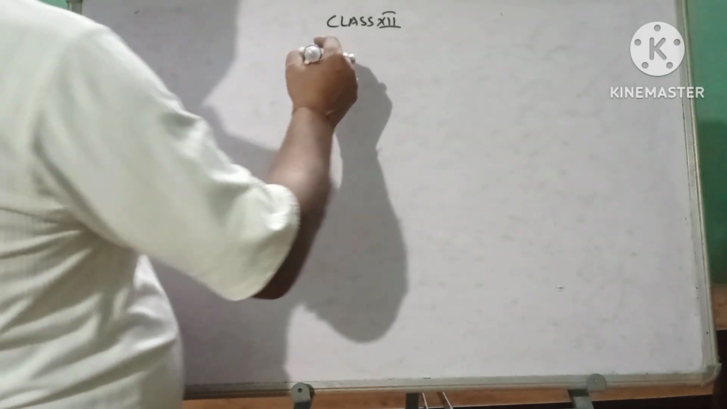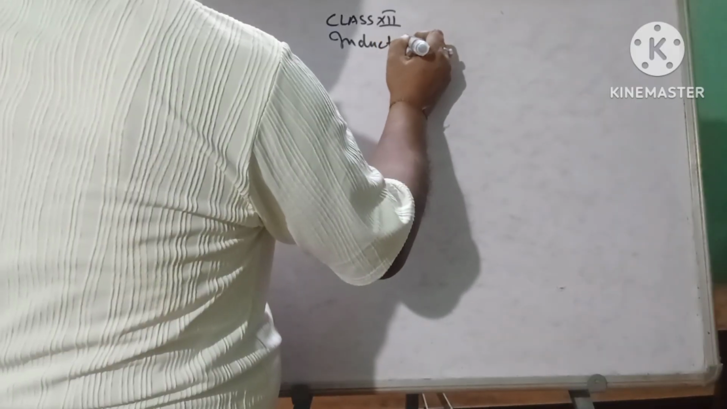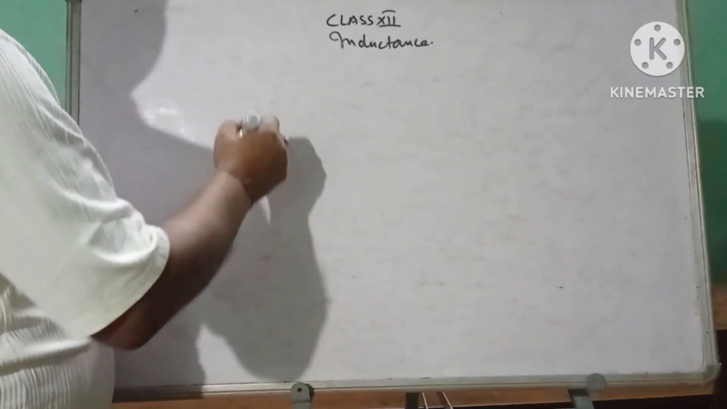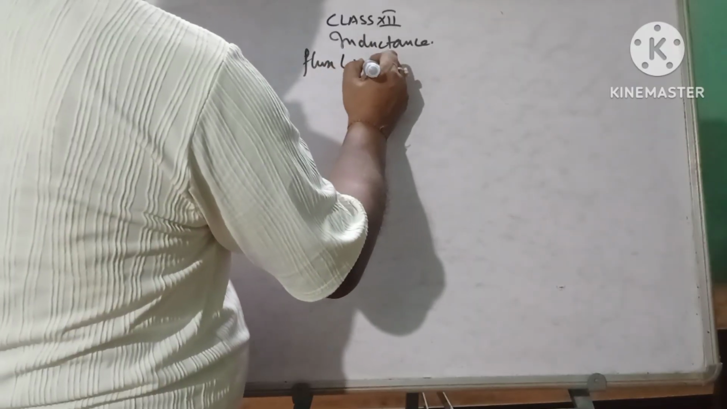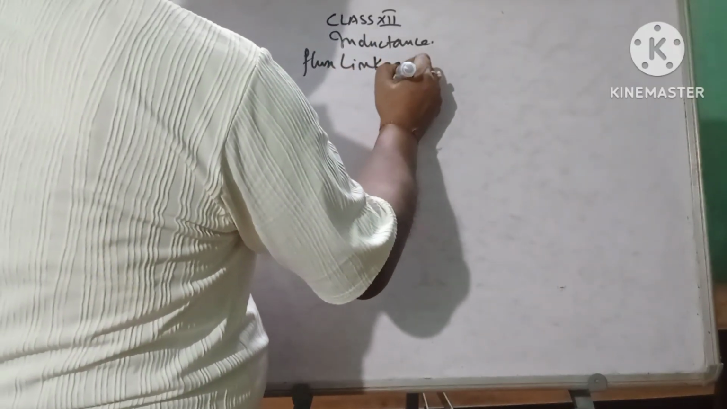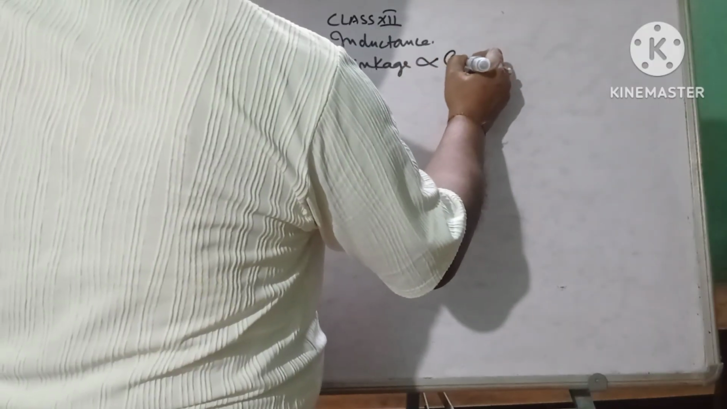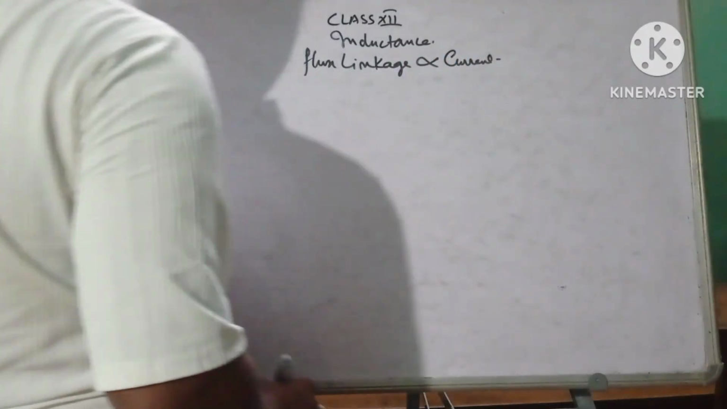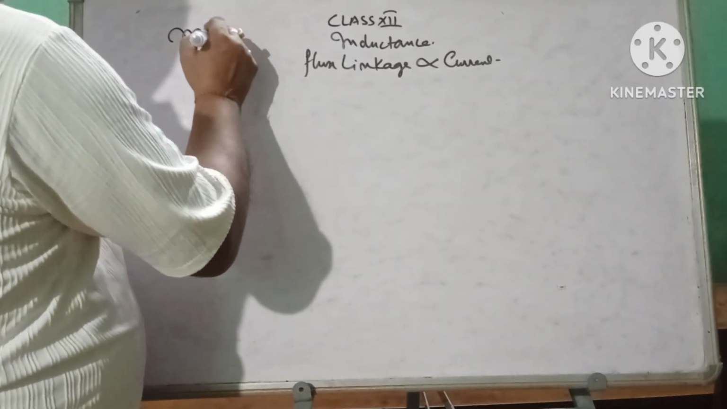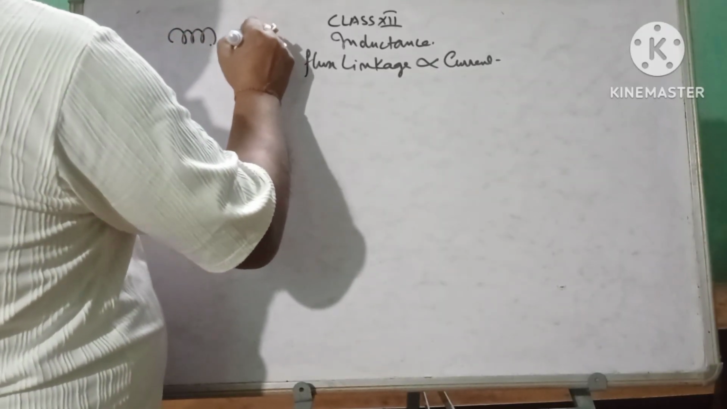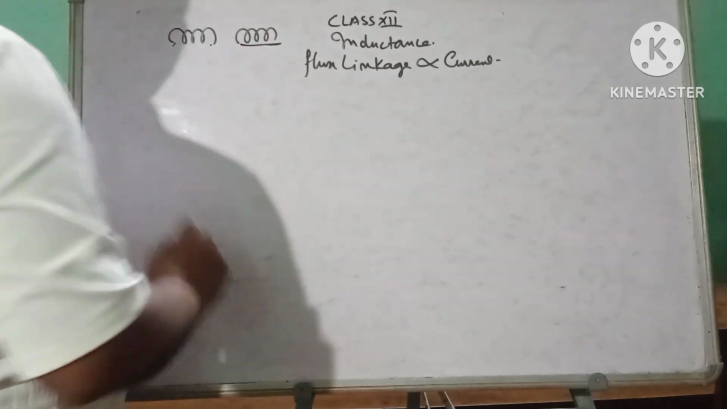This is for class 12, that is inductance. Here comes the word flux linkage. Flux linkage is proportional to the current flowing through the coil. Flux means the current flowing in this coil, and the flux linkage is in this coil.